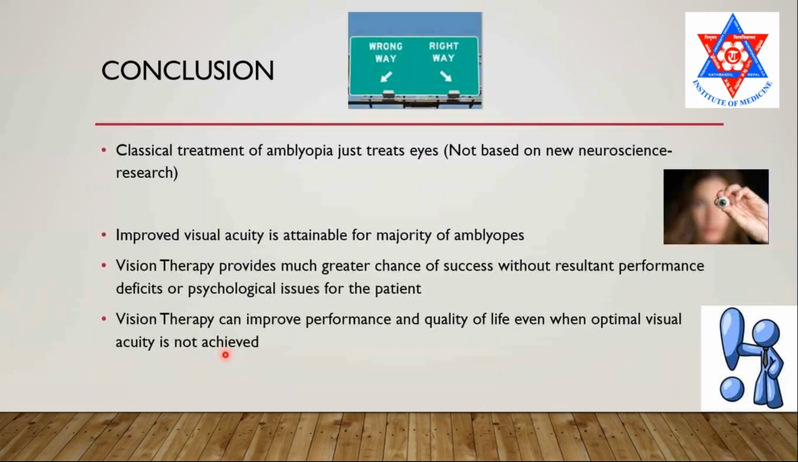The classical treatment of amblyopia just treats the eyes, and is not based on new neuroscience research. Improved visual acuity is attainable in the majority of amblyopes, and vision therapy provides a much greater chance of success without resultant performance deficits or psychological issues for the patients. It can also improve performance and quality of life when optimal visual acuity is not achievable. Sometimes visual acuity cannot be brought to 6/6, but we can still improve the performance and quality of life of the patient.